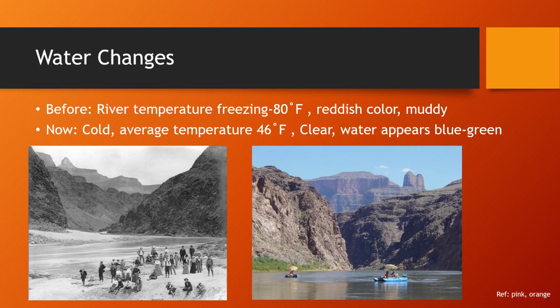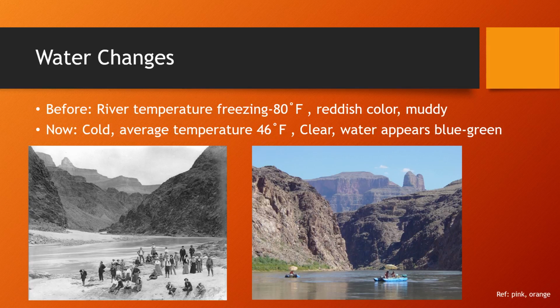Before the dam was built, the Colorado River would run as a warm, reddish, muddy-looking water through the Grand Canyon. The temperature of the river would vary throughout the year from freezing to about 80 degrees Fahrenheit. Now, since the dam was built, the river below the dam runs much colder at an average of 46 degrees year-round. The water has become clear and appears turquoise above the dam and blue below the dam, which indicates major environmental changes. In the pictures, you can also notice the sandbars on the banks I just talked about.